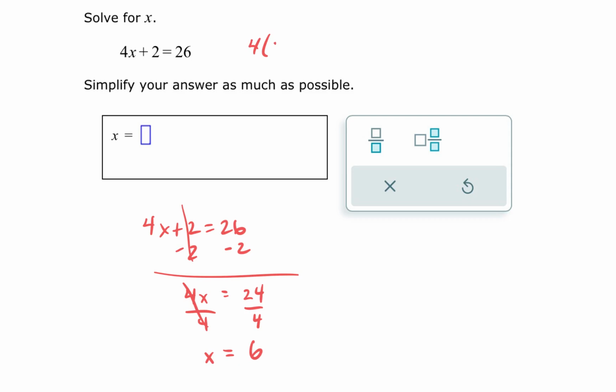I'm going to go back and substitute to check to make sure that I did this right. 4 times 6 is 24, plus 2 more does equal 26. So we've confirmed that x equals 6.